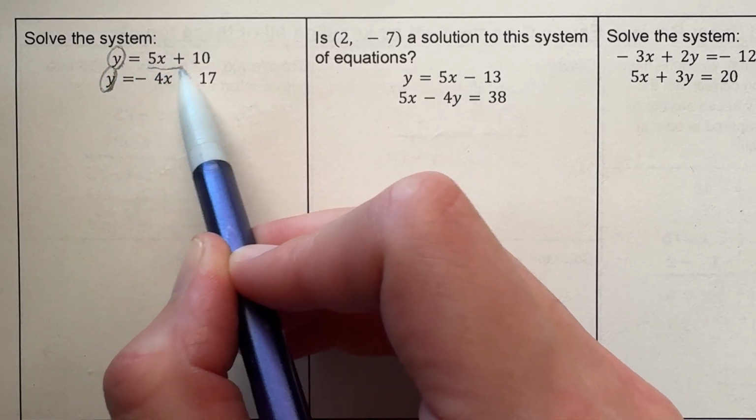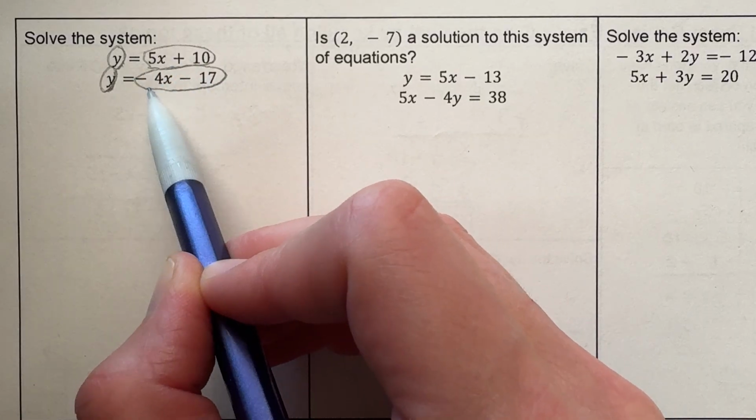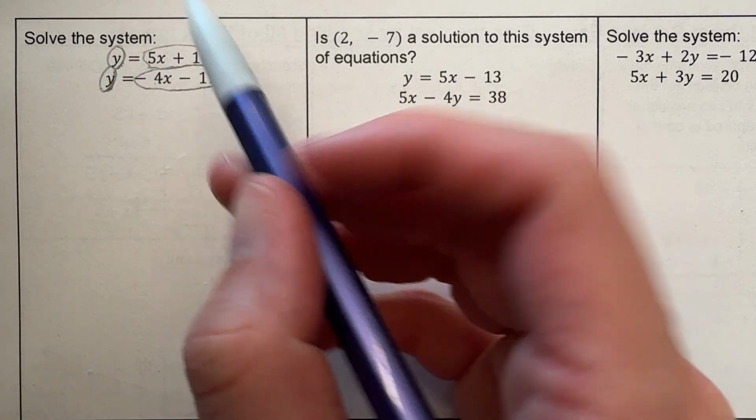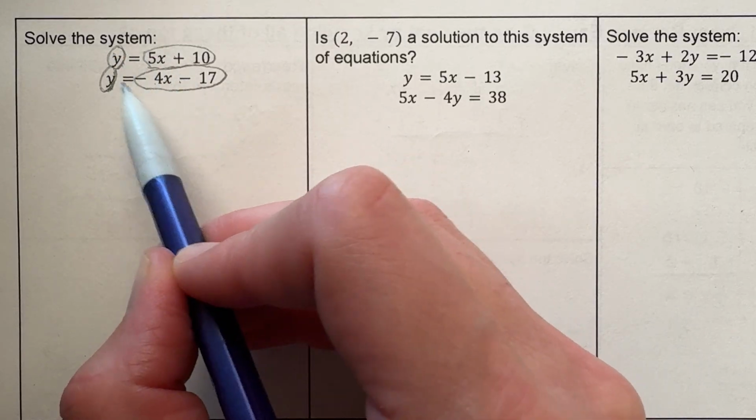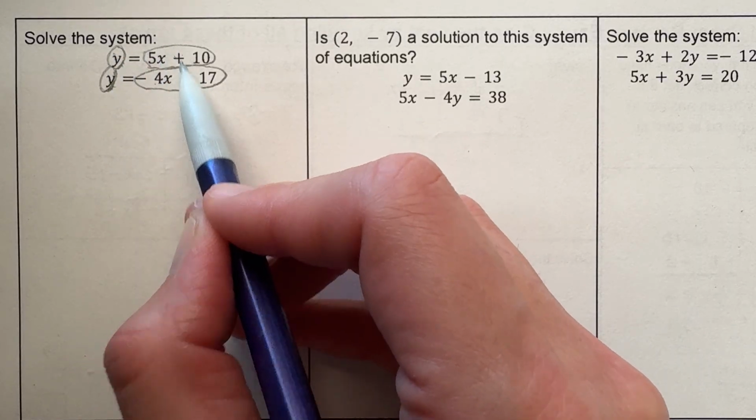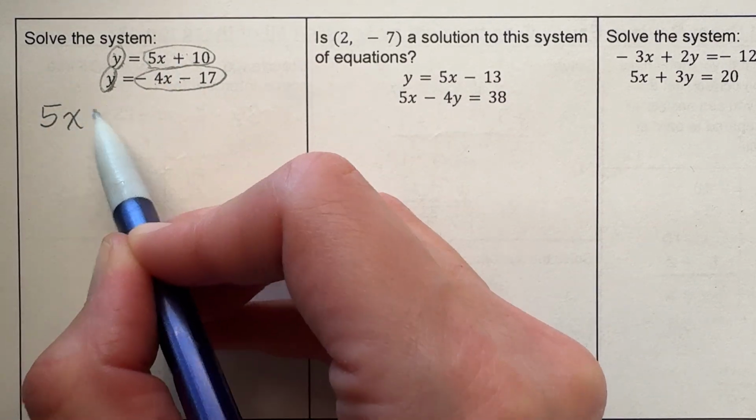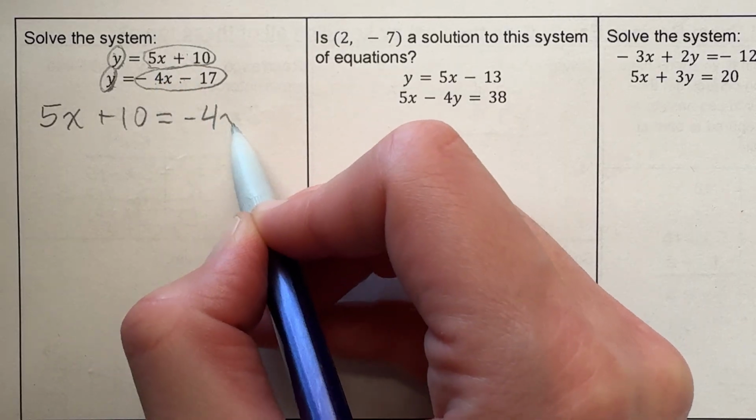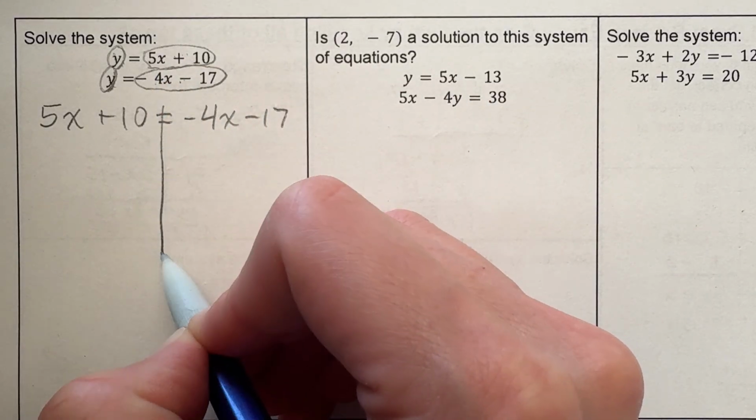So if this y equals 5x plus 10, and this y equals negative 4x minus 17, that means all four of these things that I have circled must be equal, right? Because these two y's are the same. So if this is equal to this y and this is equal to that same y, these two expressions must be equal to each other. So I'm going to write 5x plus 10 equals negative 4x minus 17.